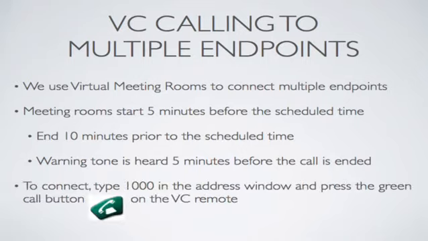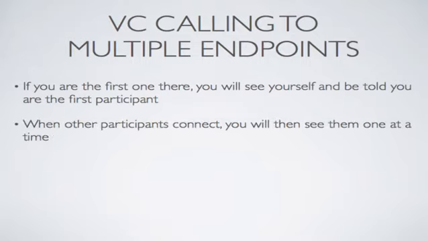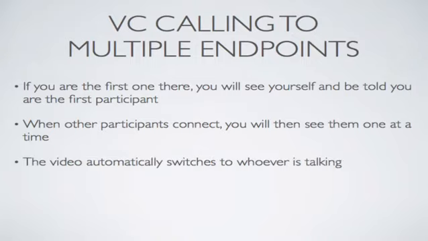To connect, type 1000 in the address window and press the green call button on the VC remote. If you are the first one there, you will see yourself and be told you are the first participant. When other participants connect, you will then see them one at a time. The video automatically switches to whoever is talking.